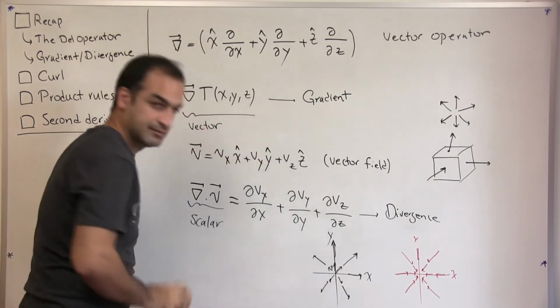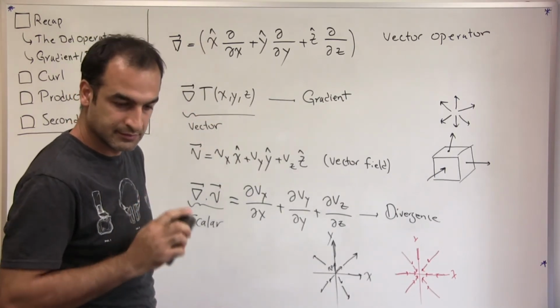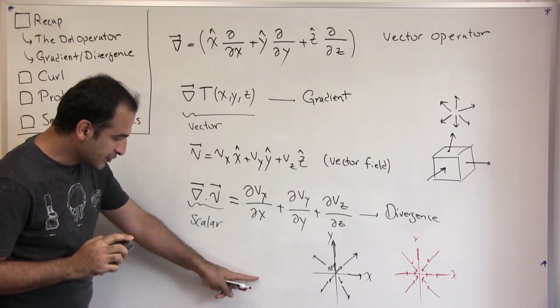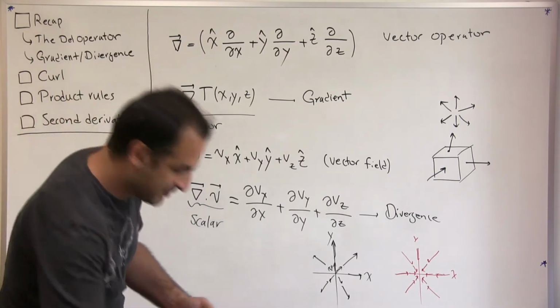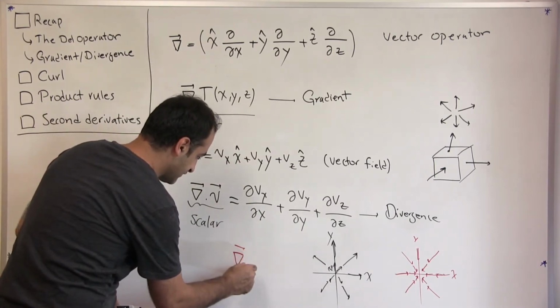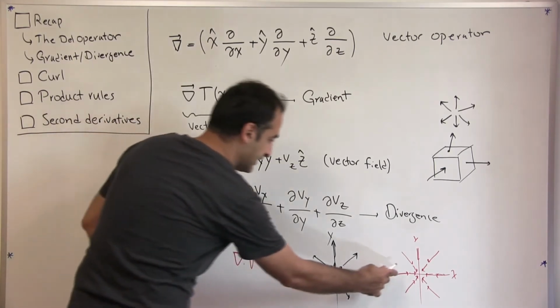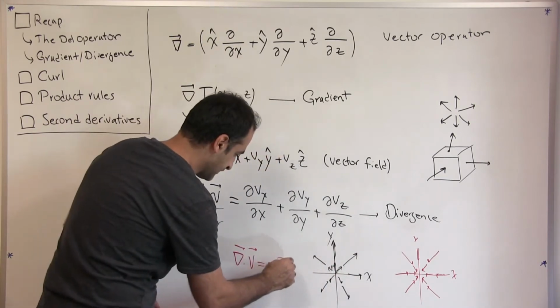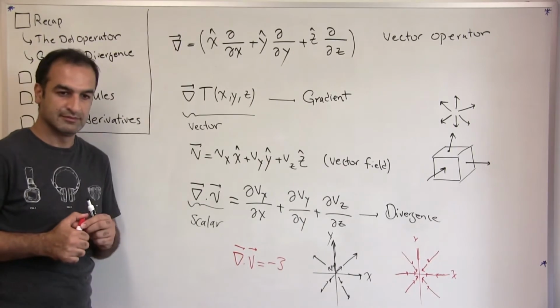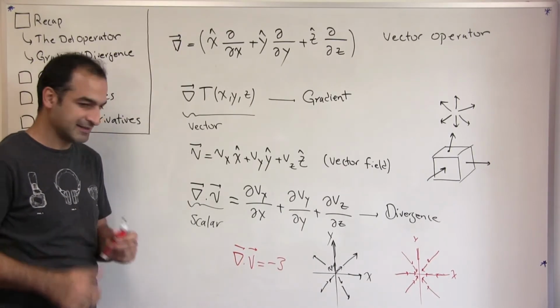Professor, I couldn't see the very last line. I was trying to change my screen to make it so I could. Okay, but I wrote that right here again. So the last line was this: divergence of V with the negative signs is going to be -3. Okay. Thank you. Okay.